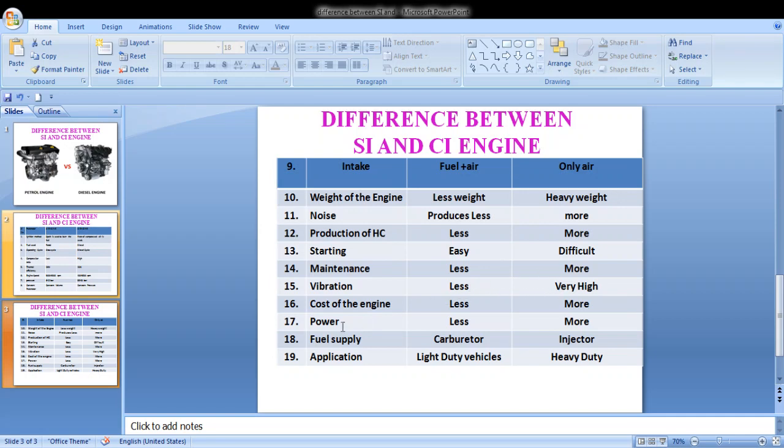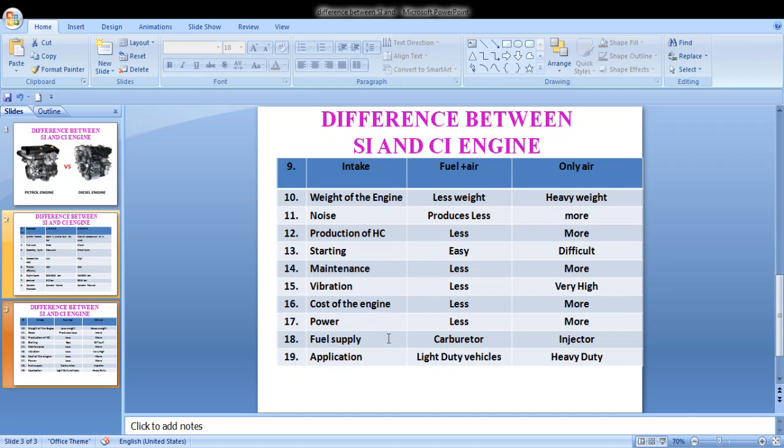Cost of the engine, as we have seen that we require more parts of the engine and it is heavy in weight. That's why the cost of the engine also will go more. Next is your power. Power production is less in case of SI engine and more in case of your CI engine, because it's heavy in weight. We can use CI engines for locomotives, trucks, as well as ships.